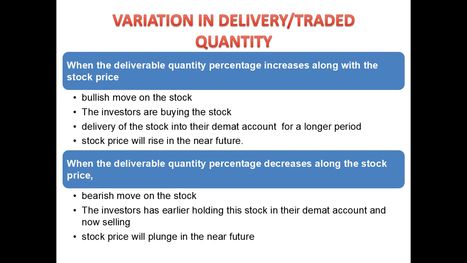So let's look at the variation in the delivery and the traded quantity. When the deliverable quantity percentage increases along with the stock price, it shows a bullish move on the stock. The investors are buying the stock and the delivery of the stock into the Demat account is there for a longer period, and the stock price will rise in the future. When the deliverable quantity percentage decreases along with the stock price, it indicates that a bearish move is on the stock. The investors who had earlier been holding the stock in their Demat account are now selling it, and the stock price will likely plunge in the near future.